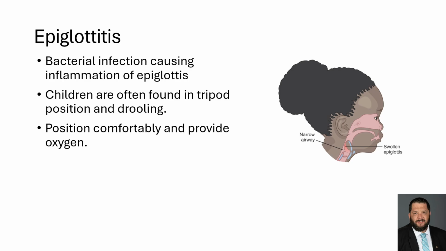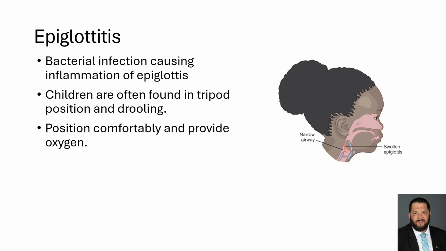Treatment hallmarks for this specific patient: make sure that you position them in a position of comfort, provide blow by O2 or passive oxygenation, and try not to stimulate the epiglottal tissues. This is really important for advanced providers out there, that if you need to engage in airway management or you're looking at advanced airway techniques, stimulation of the epiglottis in the epiglottitis patient can cause excessive swelling and ultimately result in a complete occlusion of the airway.